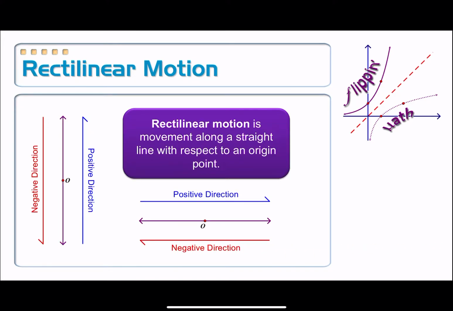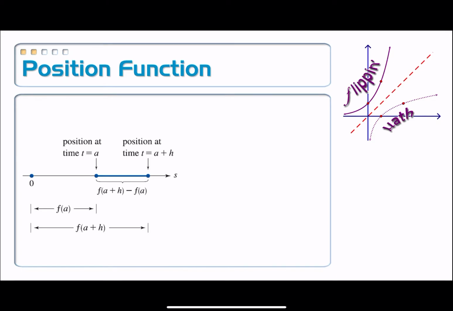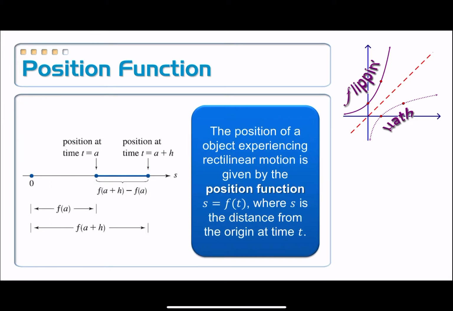So now let's talk about the position of a particular particle or an object bound by one of these axes. And we're going to denote its position with a position function. The position of an object experiencing rectilinear motion is given by a position function, s equals f of t. s is usually the name that calculus gives to its position function, and I believe in physics, you often use x. And notice that it is a function of time, where s is the distance from the origin point at some time t.